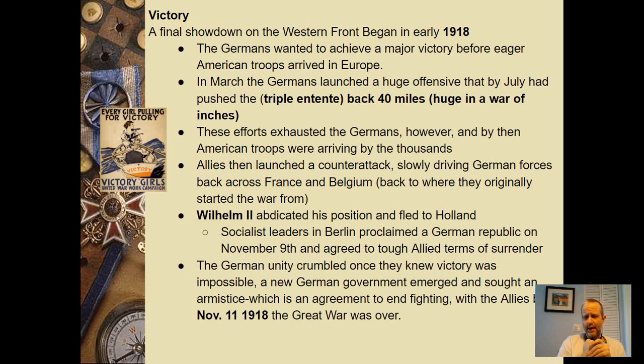William II, at this point, realizes that the war is now being lost. It's going to be pushed back into Germany. Now they're going to be squeezed. He abdicates his throne, and socialist leaders in Berlin proclaimed a republic on November 9th and agreed to tough Allied terms of surrender. So basically, World War One ends after this great push.